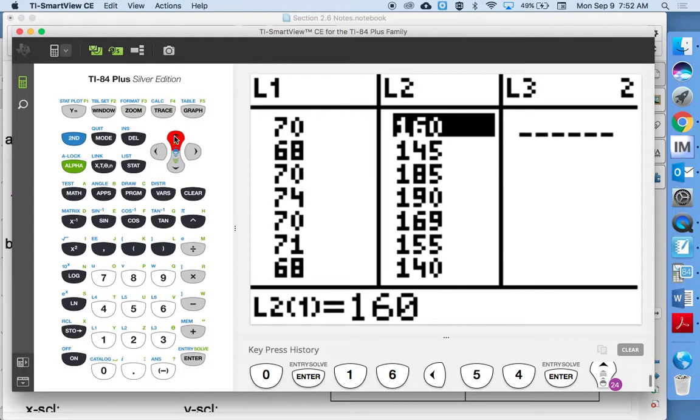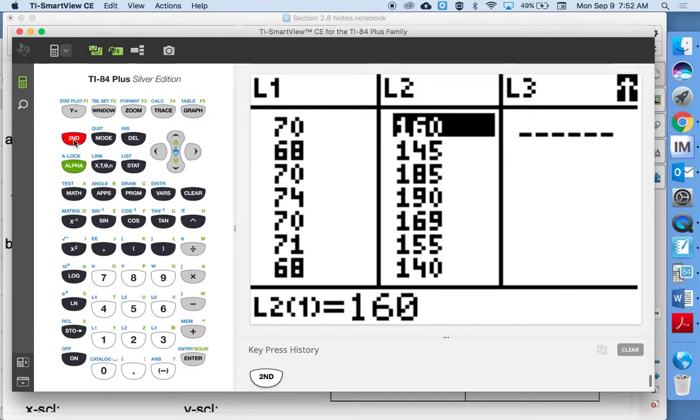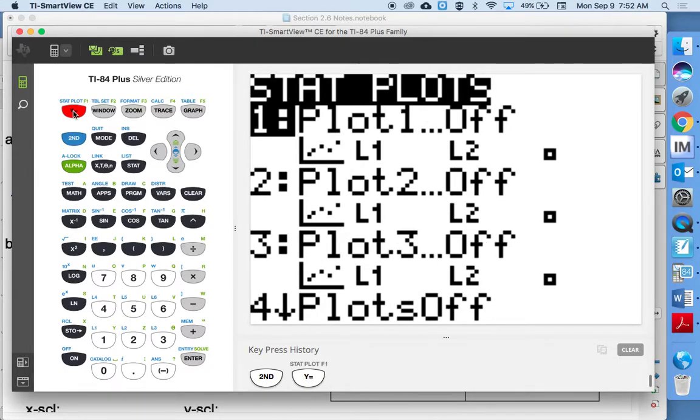So to make a scatter plot, we're going to go over to the blue second button, and that's at the top left of your calculator. So if you hit second, and then you're going up to y equals. Above y equals, it says stat plot. And that's what we're trying to do. We're trying to get this to graph a statistical set of data. So this is what my screen looks like when I have stat plot.